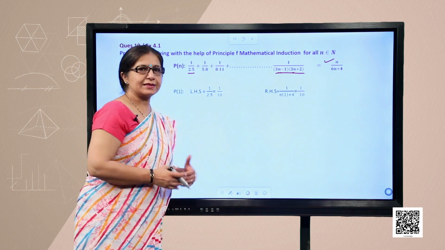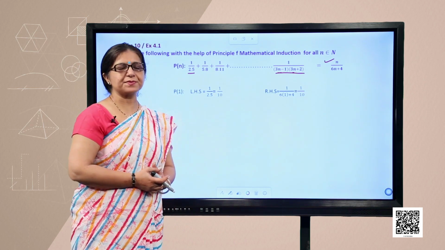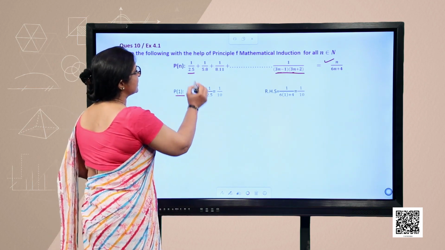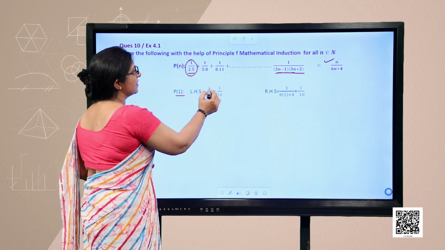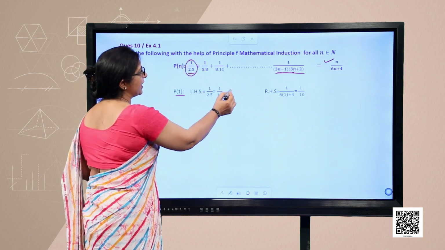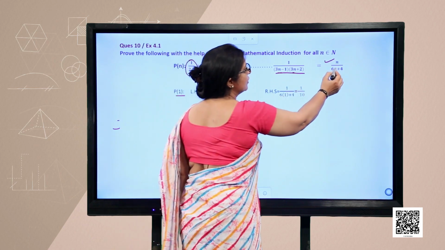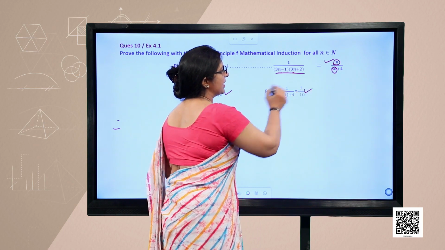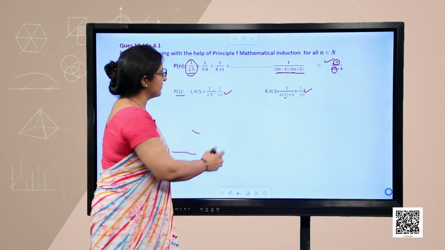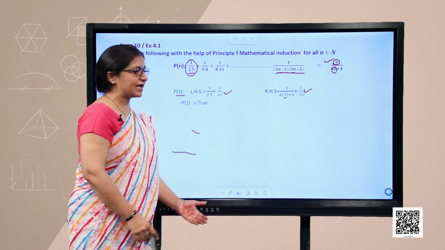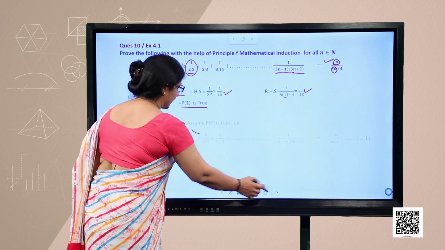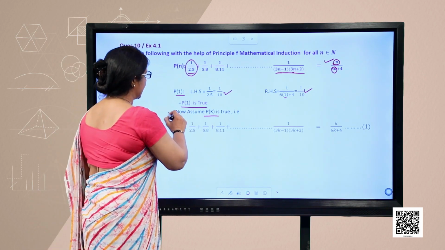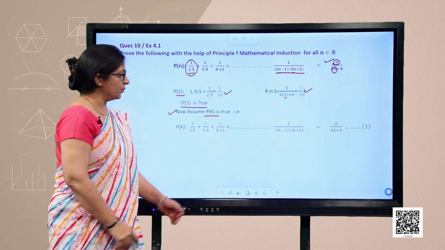Now, as the principle of mathematical induction step says, we will prove it for P1. For P1, left hand side means the first term is nothing but 1 upon 2.5, which is 1 upon 10, and on the right hand side we need to replace n by 1. After replacing it by 1, what do we get? We get 1 by 10, which is again, left hand side is equal to right hand side. We can say that P1 is true. Now we assume that Pk is true.